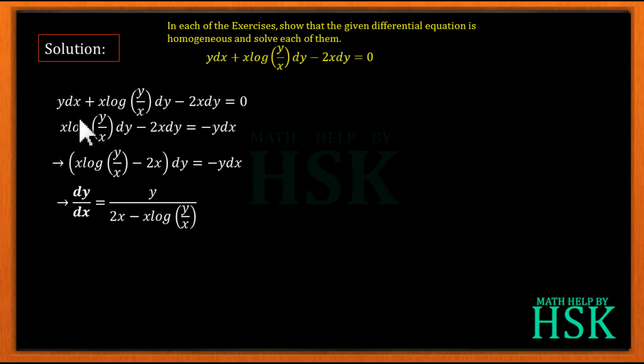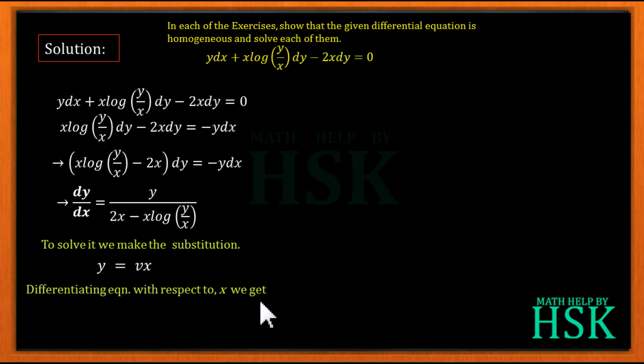Now we are going to solve the differential equation. We have simplified the differential equation to this step. So now we are going to place the substitution, and the substitution is y is equal to vx. When we write y is equal to vx, we differentiate both sides with respect to x. We get dy by dx is equal to v plus x dv upon dx.